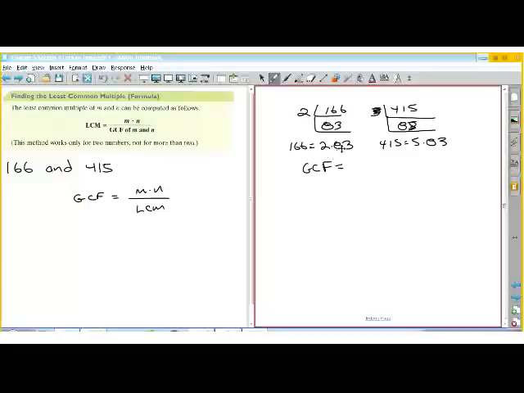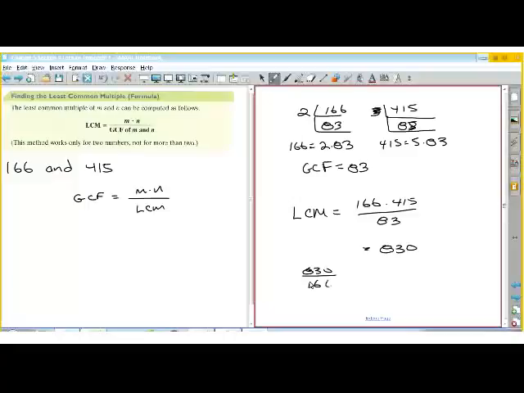For the greatest common factor, you just take the ones that are common to both of them, which is 83, raised to the first power. So the least common multiple is going to be equal to 166 times 415 divided by 83. So 166 times 415 divided by 83 is 830.